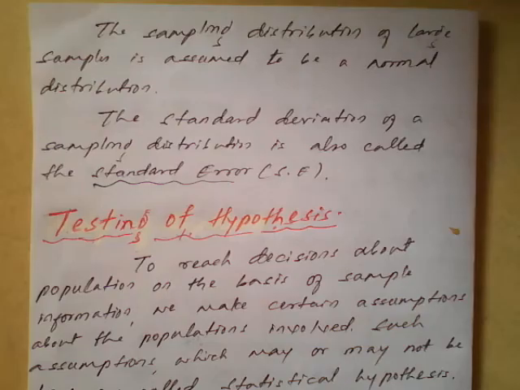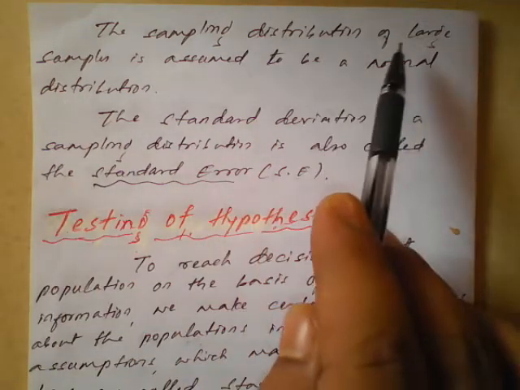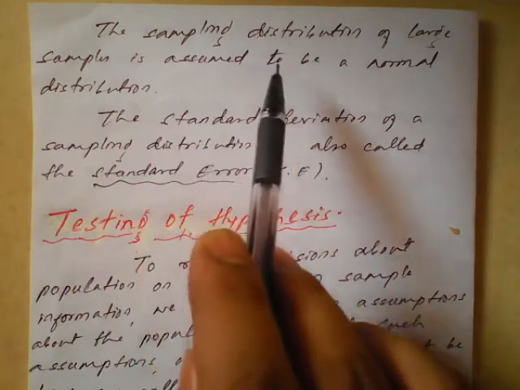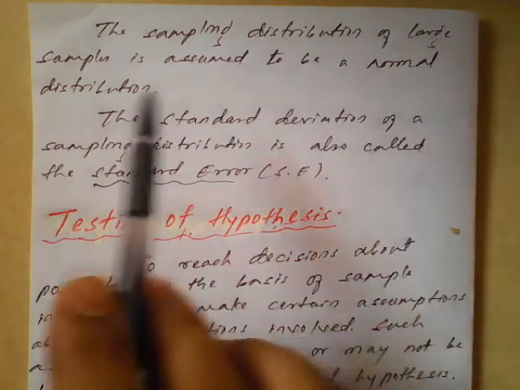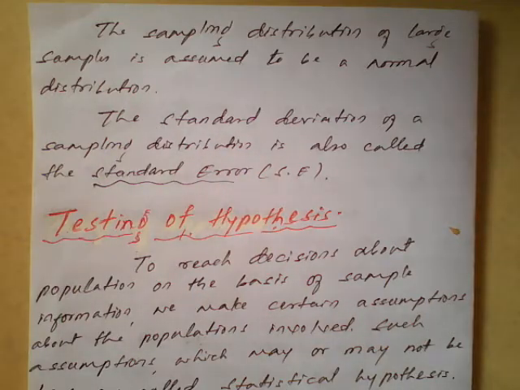Now, the sampling distribution of a large sample is assumed to be a normal distribution. See, we have a large sample when n is more than 30. Then that will be considered as a normal distribution. And you know that normal distribution we have already studied in the previous module.